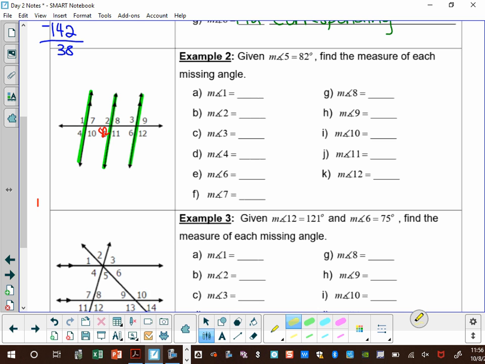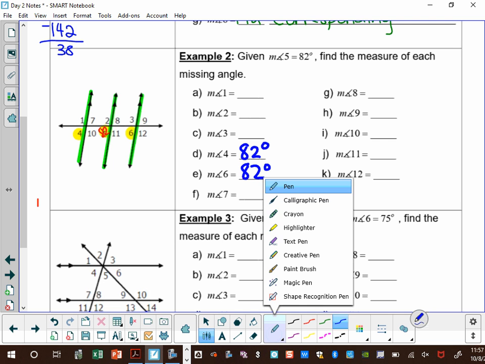I'm going to look at angles 4, 5, and 6. They're on the same side, same position. What's that angle measure? 4, 5, and 6, they're all going to be 82. How do we know? What's that relationship? They're all corresponding, because they're in the same position and same side of the transversal.